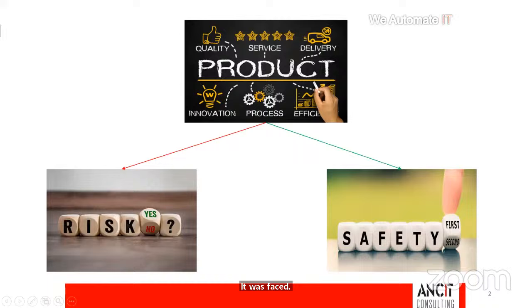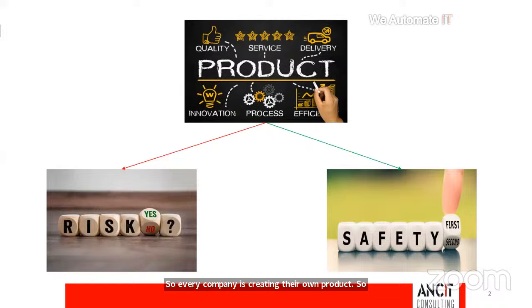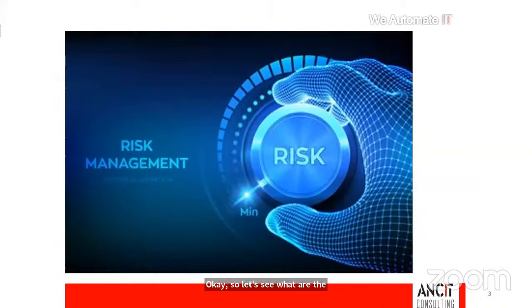Okay. So all the companies are creating products, correct? It may be a software product or a hardware product or applications or websites. Every company is creating their own product. If we are going to create some kind of product, the product will be associated with some risk as well as some safety features. So let's see what risks are associated while we are developing the product.